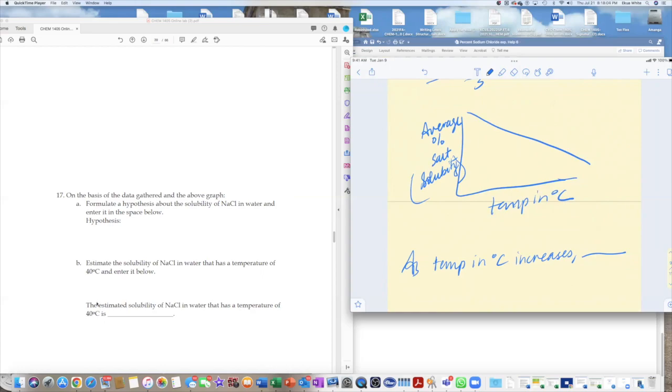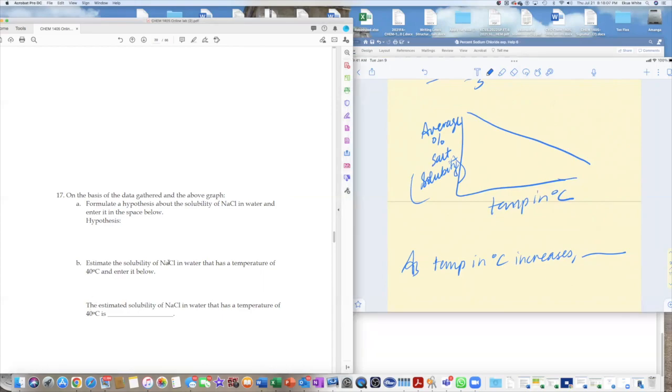Okay. And here they're asking you, based on your graph, estimate the solubility of sodium chloride in water. So part B says, estimate the solubility of sodium chloride in water that has a temperature of 40 degrees and enter it below. Okay, this statement is unnecessary. It should have been just given to you. Anyway, so let's say you have a temperature of 0 degrees Celsius, you have 5 degrees, you have 10, you have 20, you have 30, you have 40. You're going to look at the temperature of 40 and then read across. And the number you get here will tell you of the solubility.